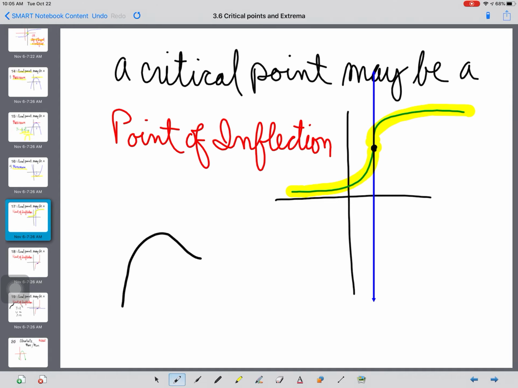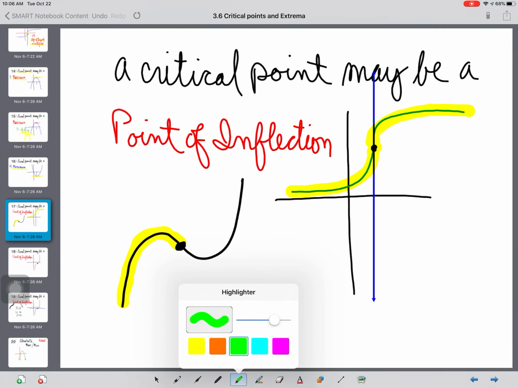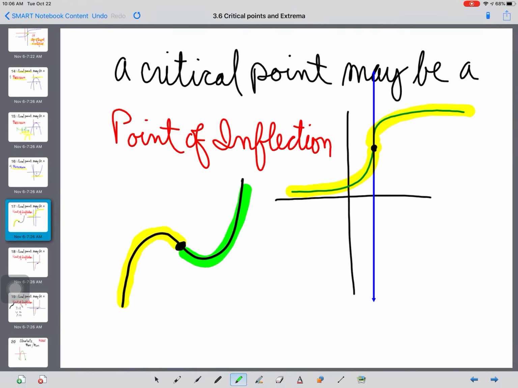For example, in this graph, do you see how that point right there is an inflection point? Remember how I said it changes the way it curves? Here, this graph is curving down, and then the graph changes to curving up. It changes to curving up. So it's curving down, then curving up.